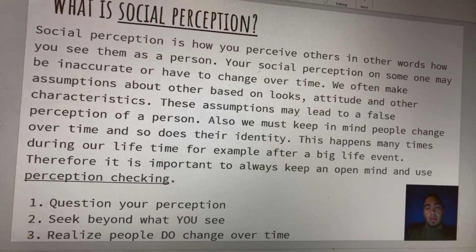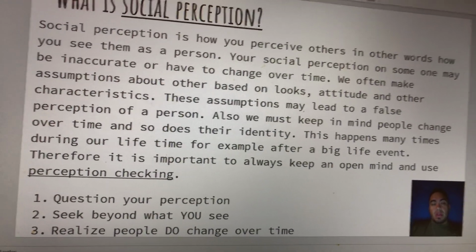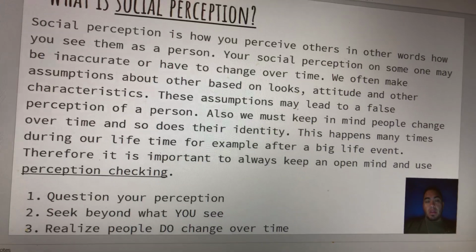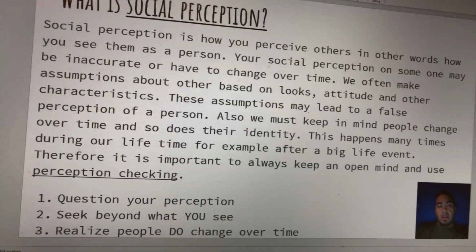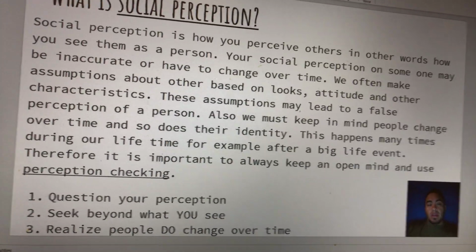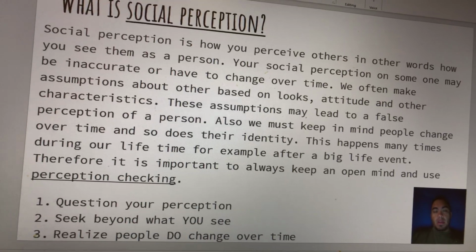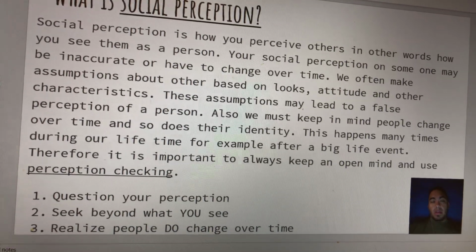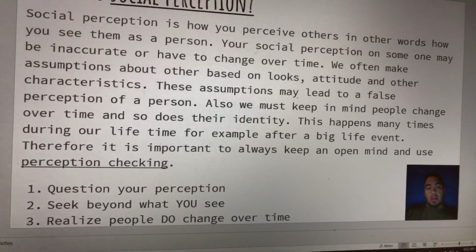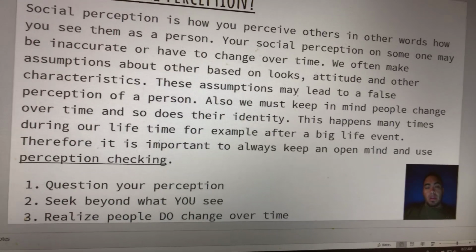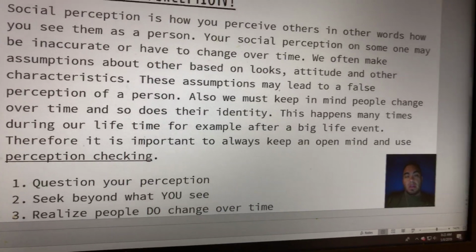Therefore, it is important to always keep an open mind and use perception checking, sort of like checks and balances with our government. So we also use perception checking. Number one would be question your perception, seek beyond what you see, realize people do change over time.